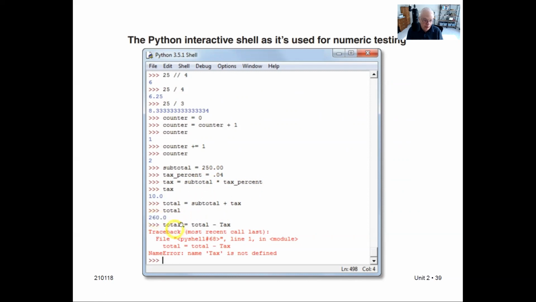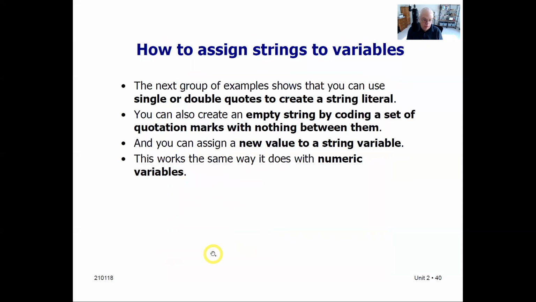So let's see what happens when we subtract the tax. So total equals total minus uppercase TAX, red stuff here. We got a problem. There's no sound effects. I just threw that in for fun. That uppercase T on tax is a big problem. So that is what we want to avoid. We want to remember that we have to be cognizant of case all the time.